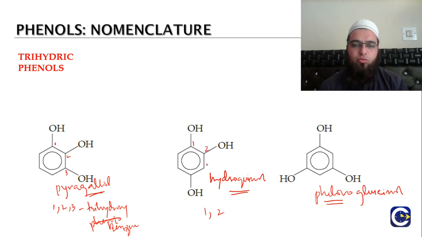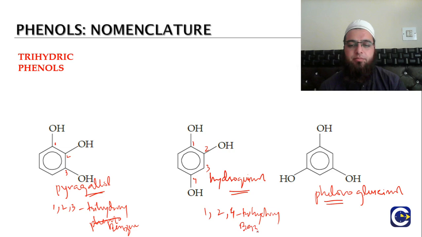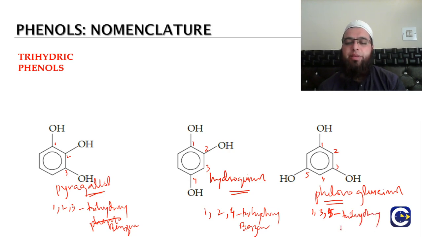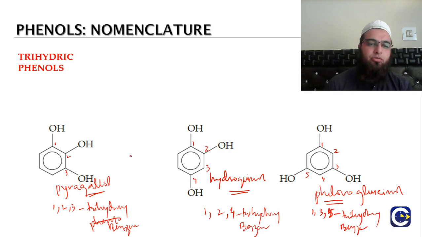Again we have to number it 1, 2, 3, 4. So we have 1, 2, 4-trihydroxybenzene. And in this case we'll number 1, 2. We can number from this side or from this side. We can start numbering from either of the two sides. We have a choice: 1, 2, 3, 4, and 5. So this is 1, 3, 5-trihydroxybenzene. Okay. So here we just have to remember the things. We'll discuss the system and rules of nomenclature of different organic compounds separately.